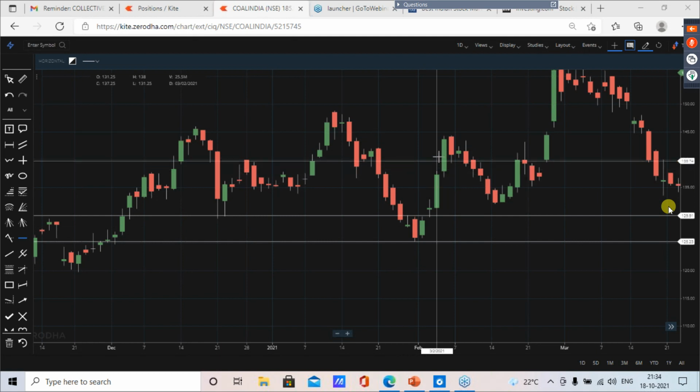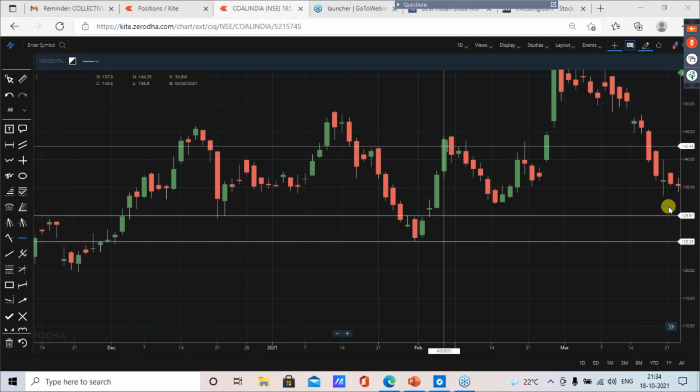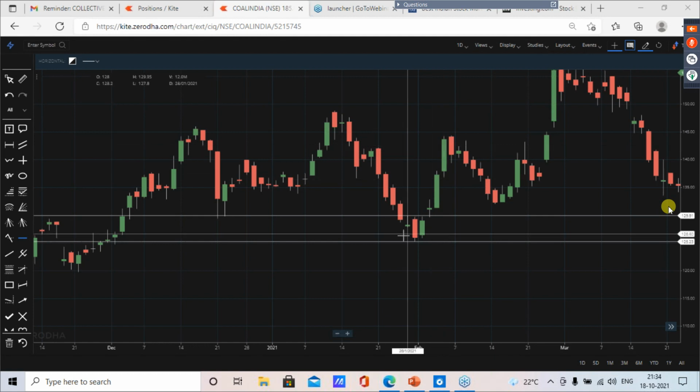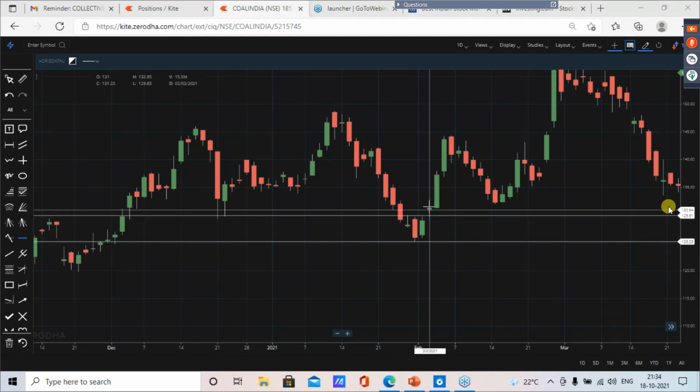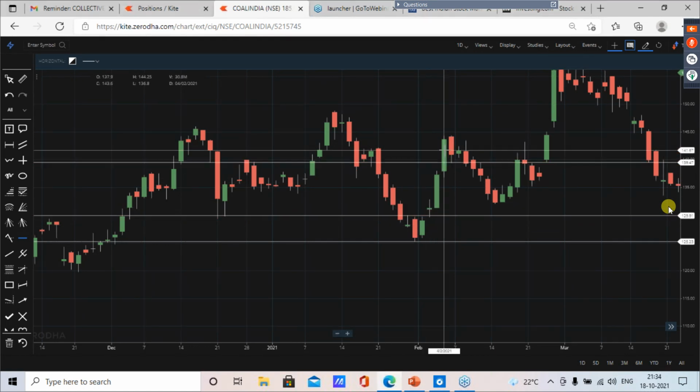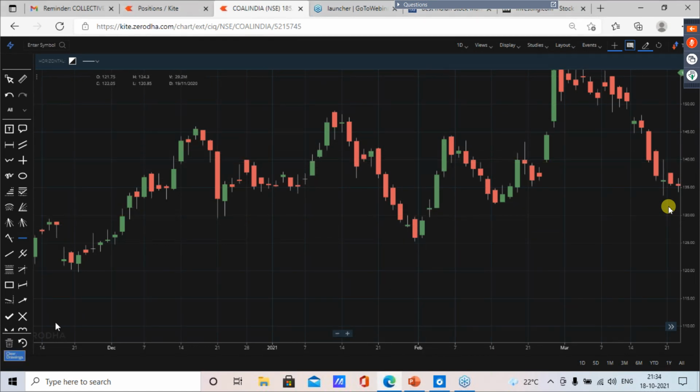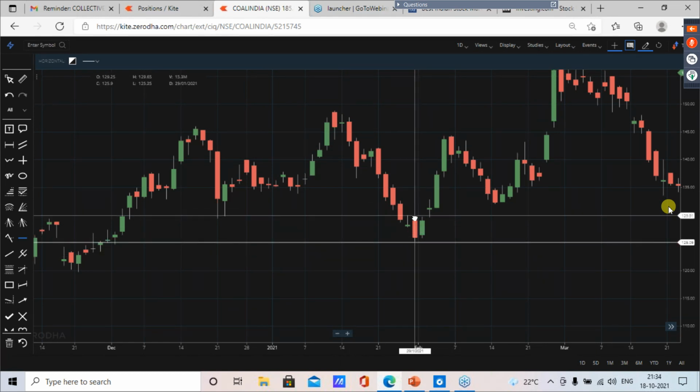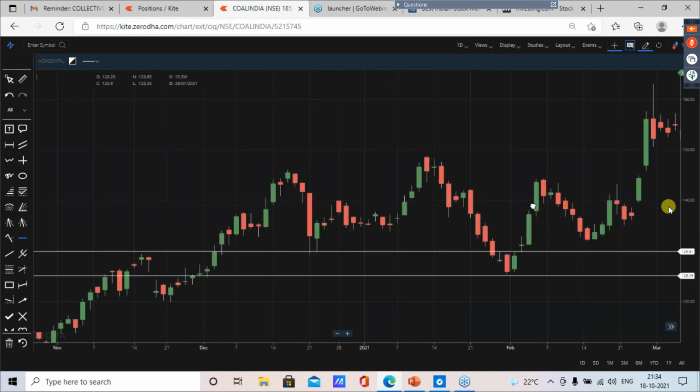So have we achieved 143 here? Yes. The high made is 144.25. Just because of this bullish Harami, we were able to achieve 10% return. For Bank Nifty, it is 30 points. For investment, it is 10% return on the capital. Just because of this bullish Harami, we have achieved 10% return.